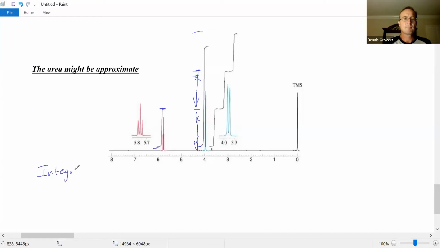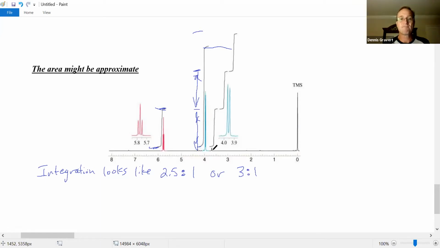Integration looks like it's 2.5 to 1. Doesn't it? I mean, if this is 1, there's my 1. And then if I stack this 3 times, it looks like it's about half, so 2.5. But it's an estimate, so maybe it really is a 3 to 1 ratio.